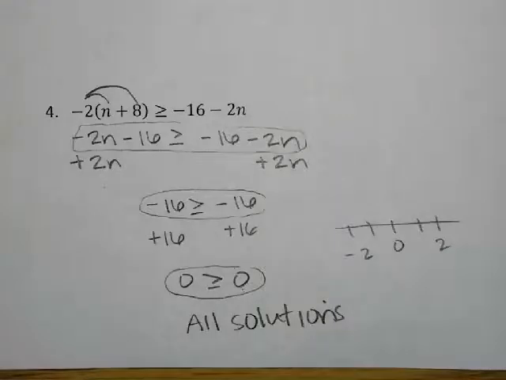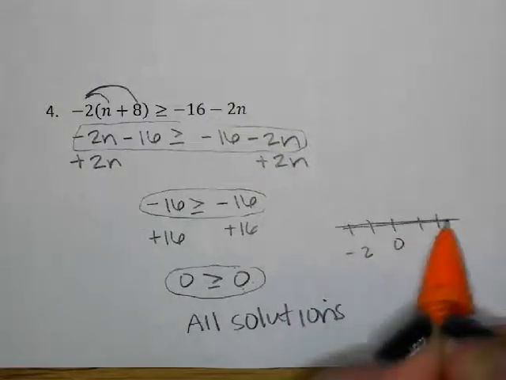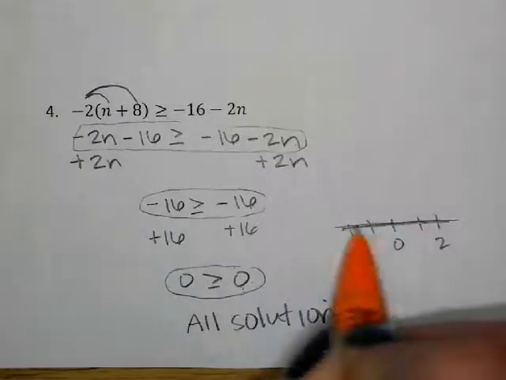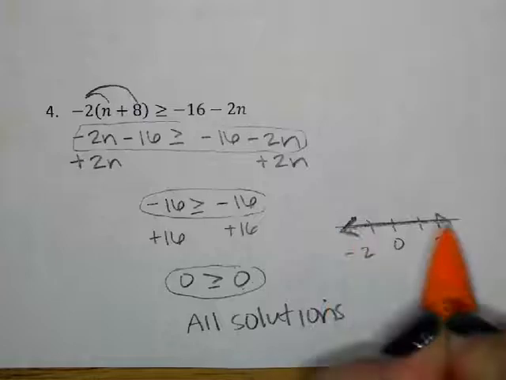Since it's all solutions, would you do an arrow going both ways? Since it's all solutions, you should make the whole thing dark. Everything works. If you just draw a number line and leave it blank, that's what no solutions would look like. A blank number line is nothing. So for all solutions, we should make the whole thing dark and put arrows on both ends to say, yep, every single number you can think of, they all work.